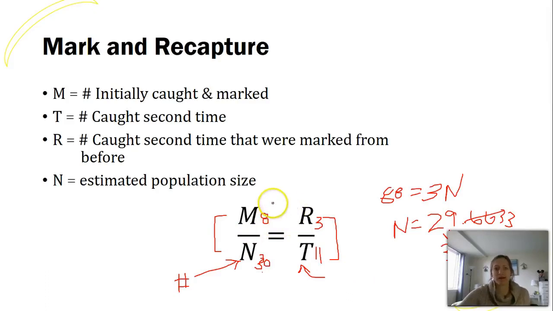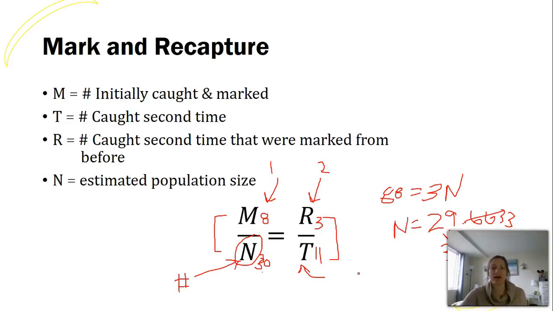So this is essentially a ratio. This is saying, here's how many we saw out of this many individuals. Here's how many we saw out of this many individuals. This was from our second time. This is from our first time. We're just solving how many individuals were there the first time. So that's kind of how the equation works. Maybe that'll help you in remembering where these different numbers go.